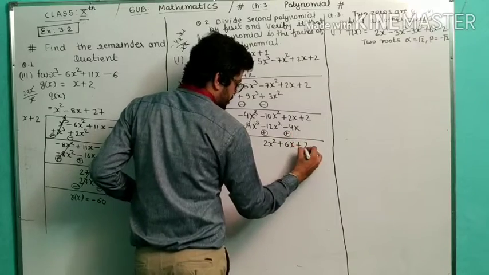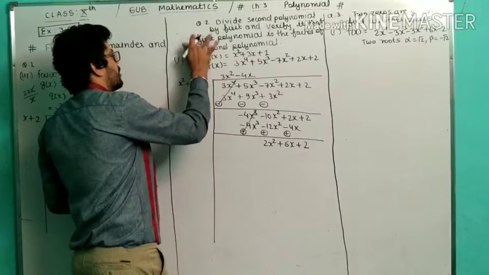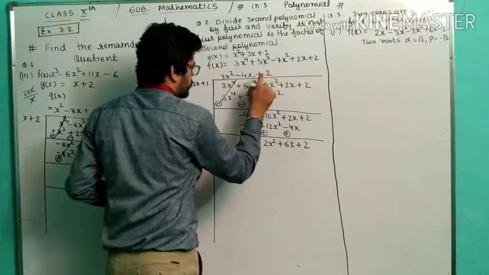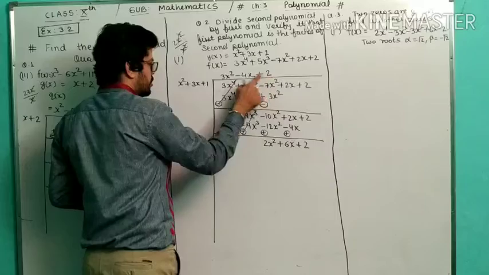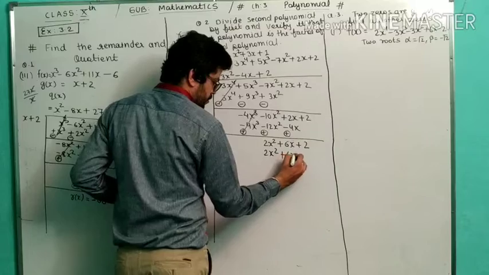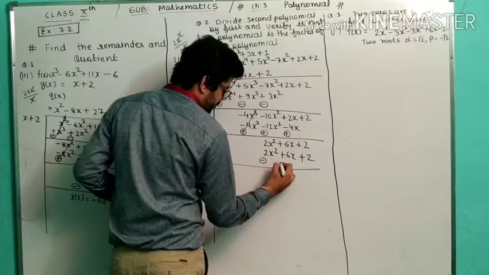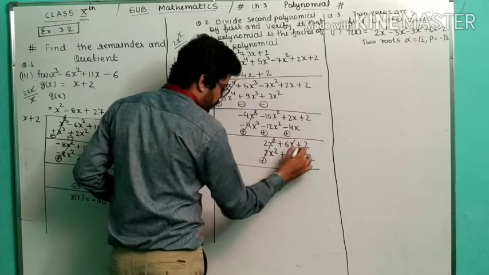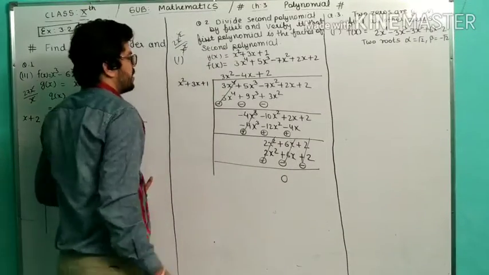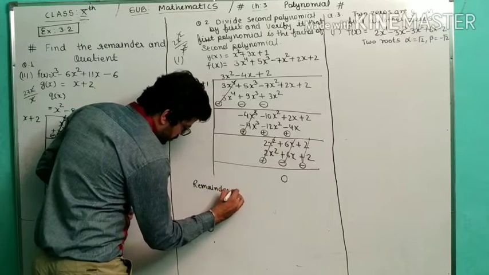Okay, and plus 2. Now again we have to divide this 2x square by x square. So this is plus 2. Plus 2 is multiplied with all three terms: 2x square, 2 into 3 is plus 6x, and 2. So again change the sign, negative, negative, negative, and it is all going to be cancelled. The remainder is 0.